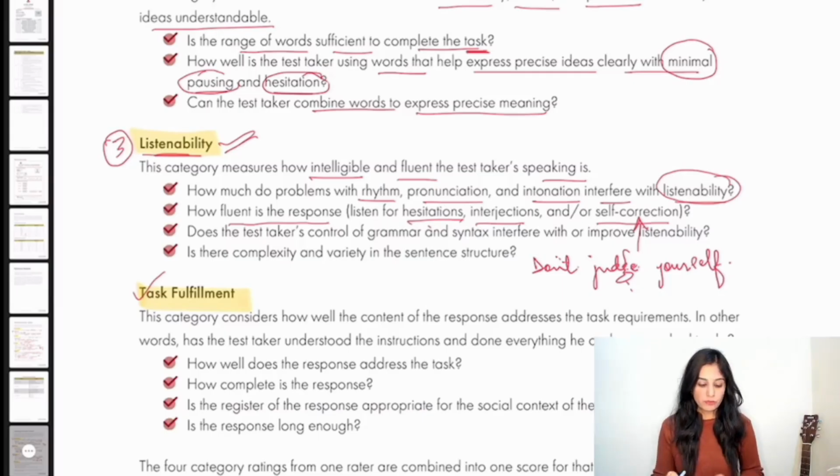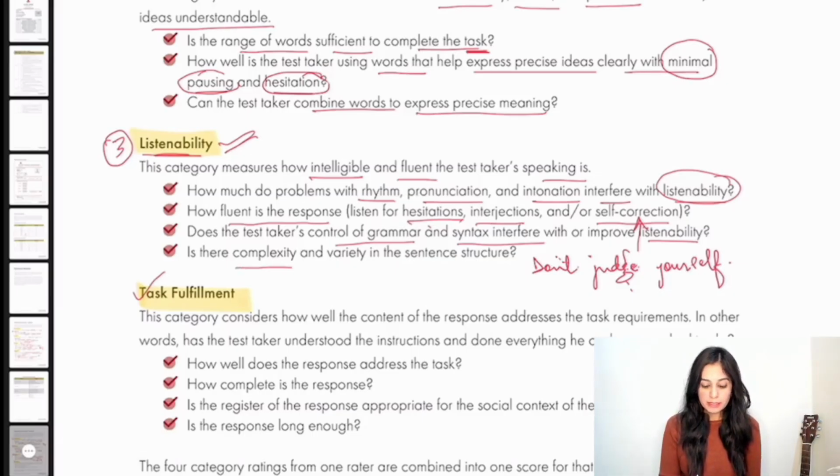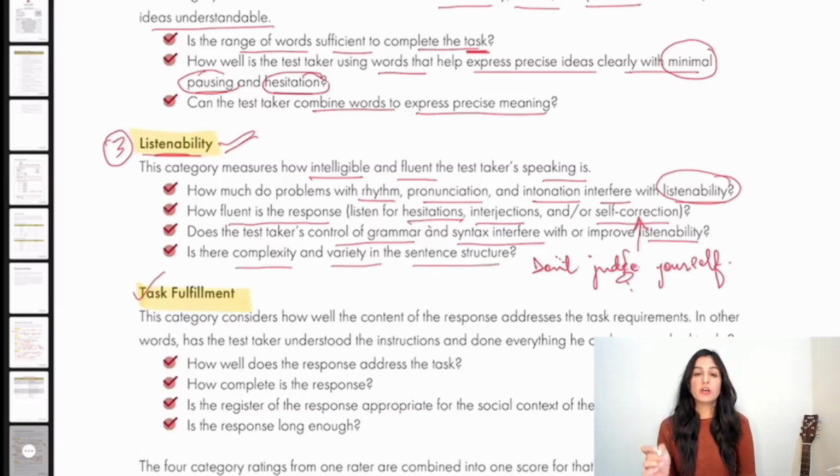So don't judge yourself. Then the test taker's control on grammar, syntax would be checked, and they'll see whether or not it interferes with the listenability. If your grammar is again messed up and it is impacting the understanding of the listener, they're not able to understand what you're saying. Next up, they'll check whether or not there's complexity and variety in the sentence structure, which means you have to showcase different types of sentence structures while you're speaking. For example, using simple, compound, complex sentences so that the examiner knows that you have a good command over the English language.